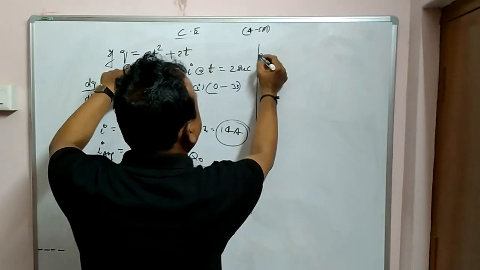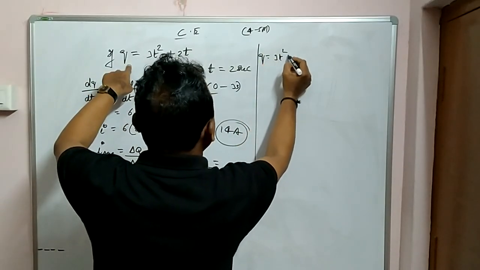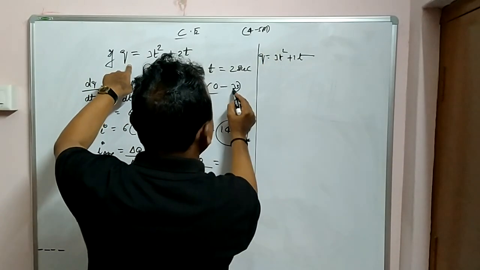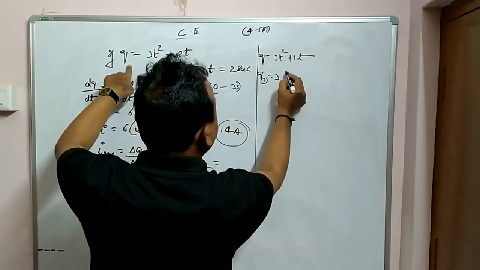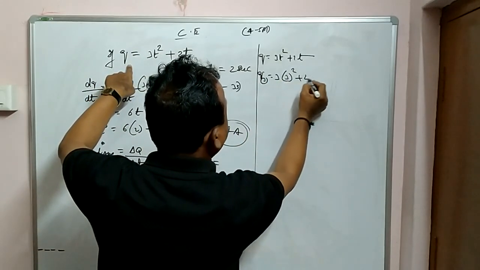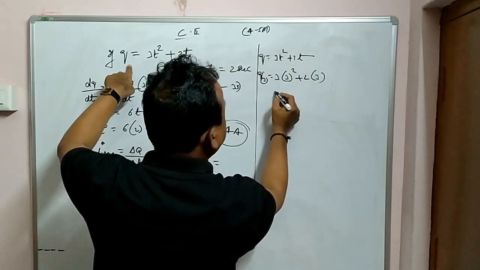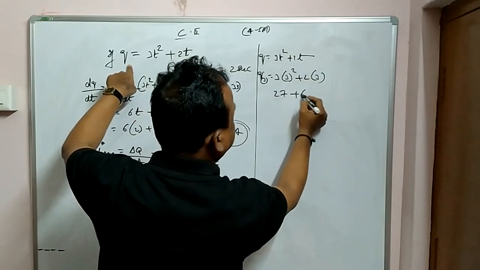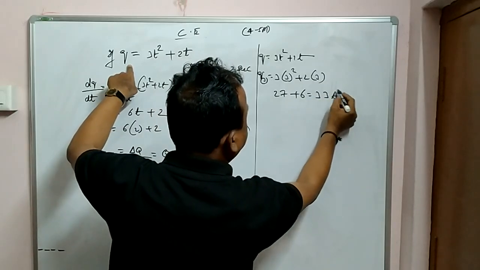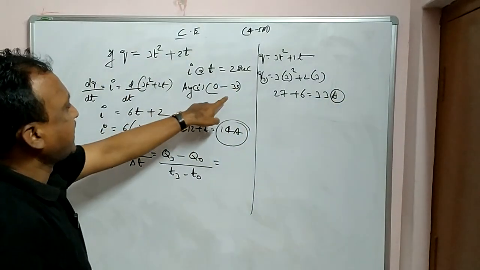So already you have the equation q is equal to 3t square plus 2t. First put the charge at 3 seconds. So 3 into 3 whole square plus 2 into 3. 3 squared is 9, 3 nines are 27. Plus 2 threes are 6. That is 33 amperes.